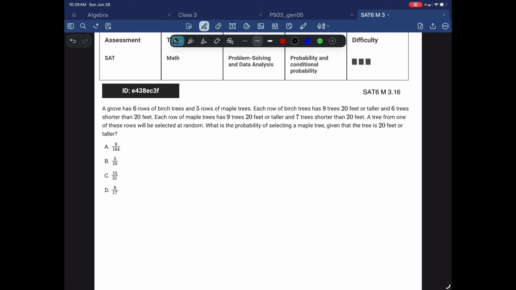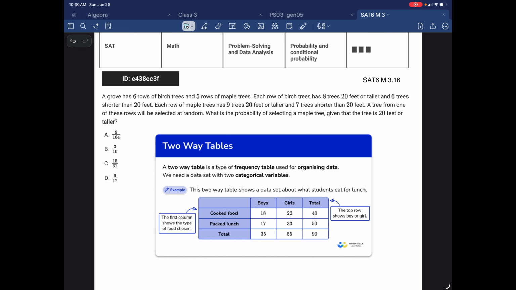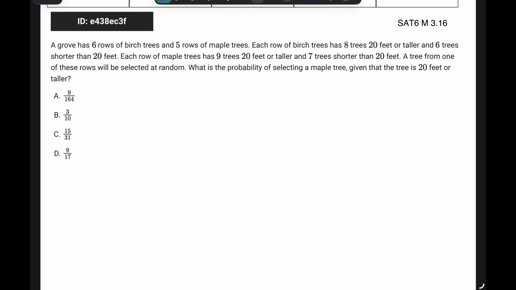Okay, so we have question 16. This question isn't necessarily hard, it's just unfamiliar. It's talking about a two-way table, which is here. Usually they give us the table, then we have to figure out a probability of selecting something. In this case, we have to build our table first and then still do the probability. Like always, as we read, we're going to try to jot down notes.